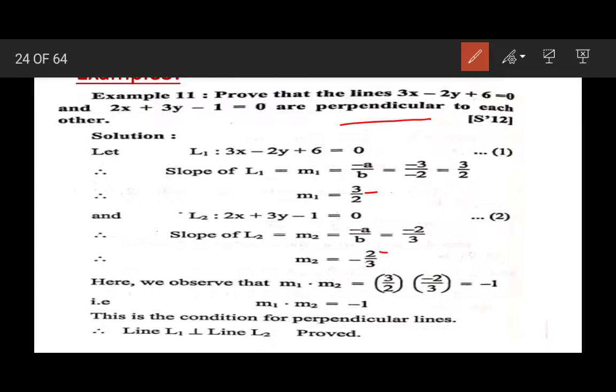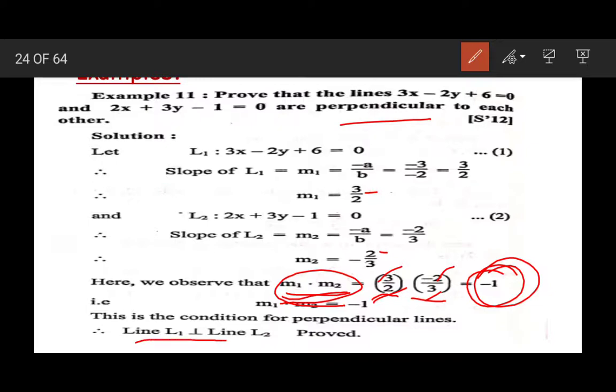Okay. So I got m1, then m2. After getting m1 and m2, next, to prove that lines are perpendicular, what do I have to do? I have to multiply m1 and m2. Now, m1 into m2: m1 is 3 upon 2 into minus 2 upon 3. So 2 cancel, 3 cancel. So what am I getting? I am getting minus 1. Right. So since m1 into m2 is equal to minus 1, therefore lines are perpendicular to each other.